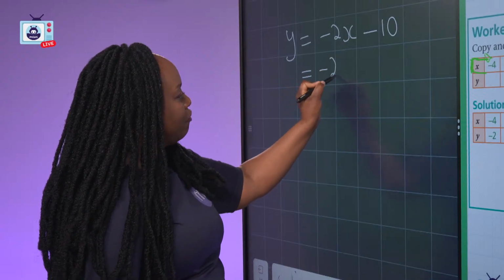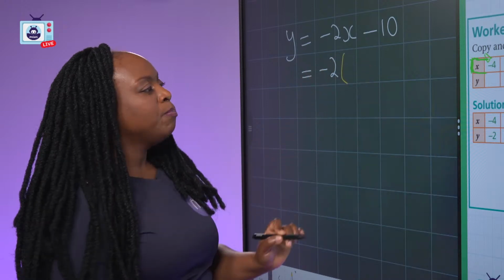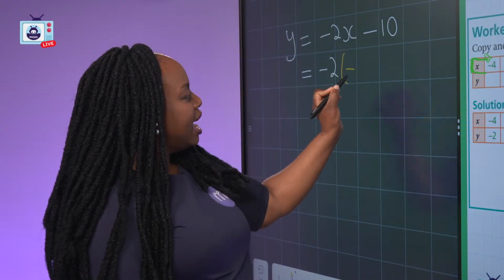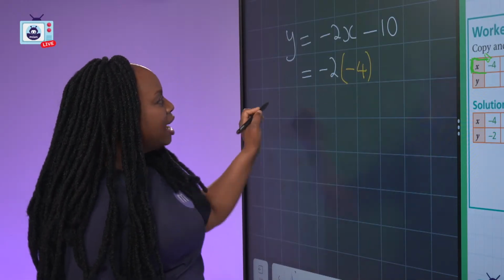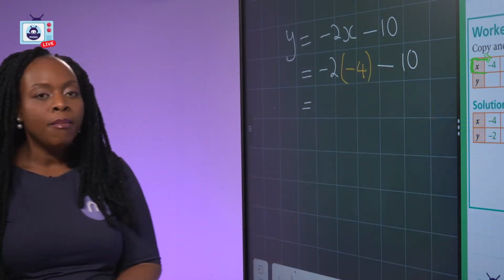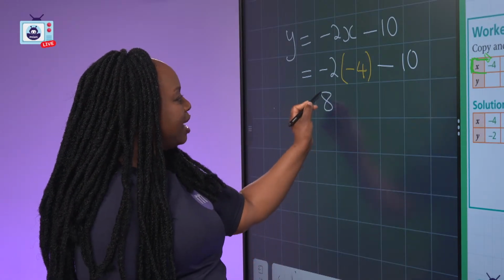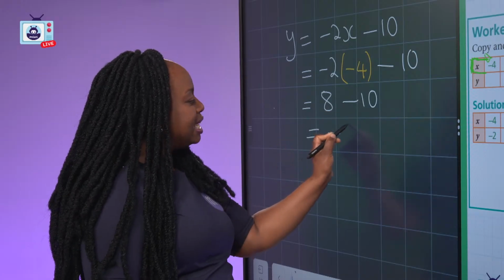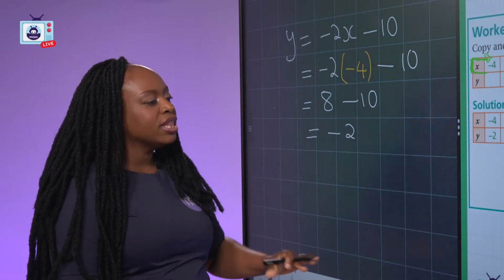We substitute the given value of x, which is negative 4, and leave the rest as it is. So negative 2 multiplied by negative 4 gives us positive 8, minus 10, and that will give us negative 2. So that's what they're literally showing us, and that's how they're doing it.